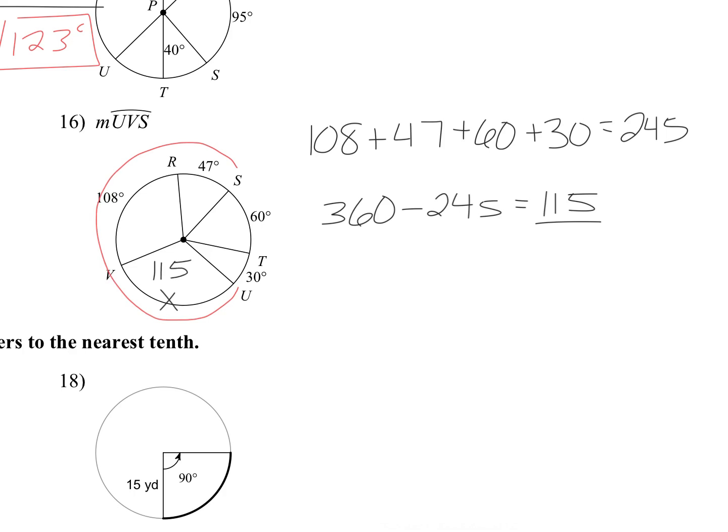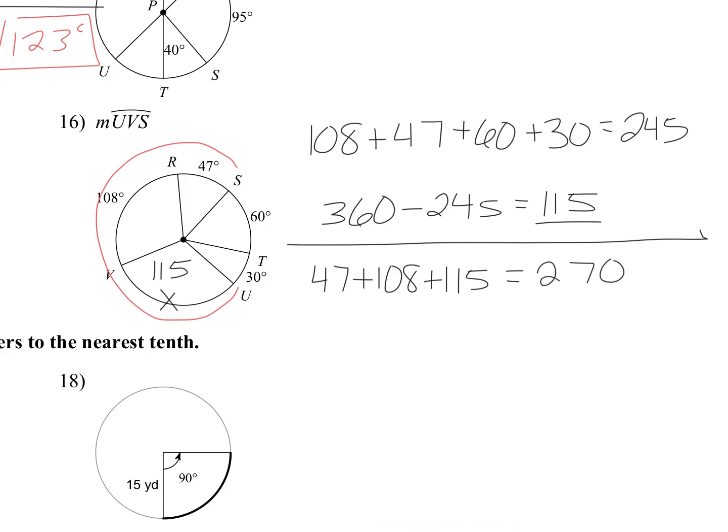Now, can we find what we were looking for? Yes. What am I going to add together? 115, 108, and 47. So we're going to take 47 plus 108 plus 115. And that's going to give us 270.